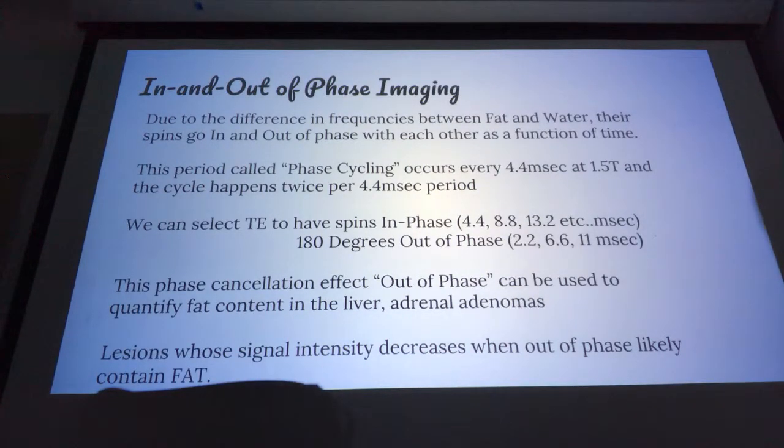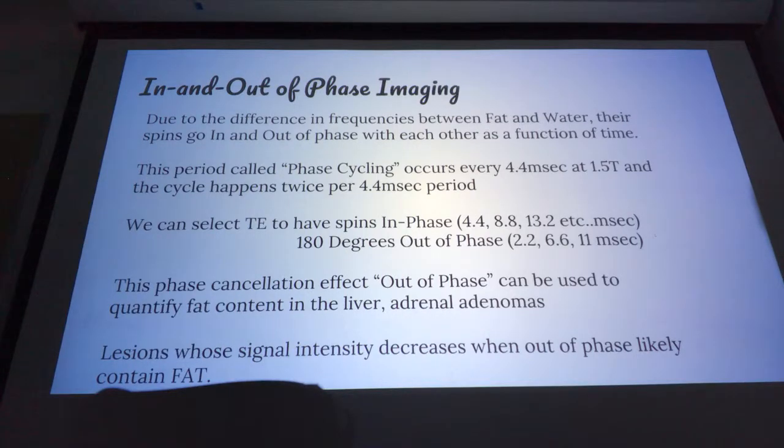In and out of phase imaging occurs due to the difference in frequencies between fat and water. Their spins go in and out of phase with each other as a function of time. This period, called phase cycling, occurs every 4.4 milliseconds at 1.5 Tesla, and the cycle happens twice per 4.4 millisecond period.